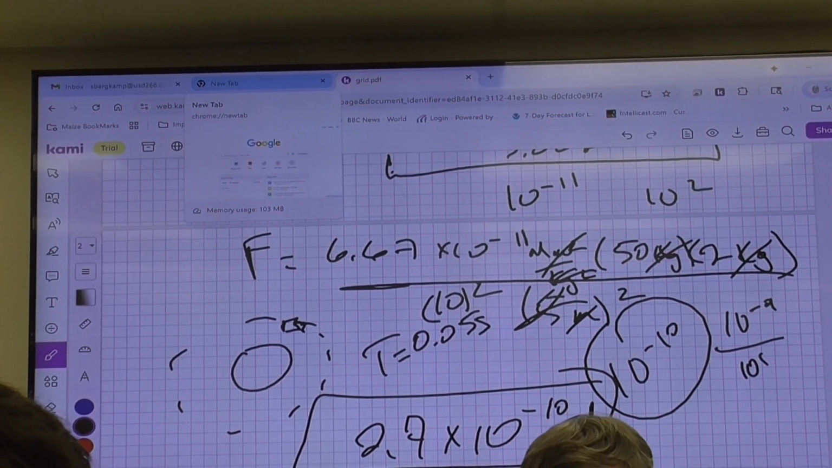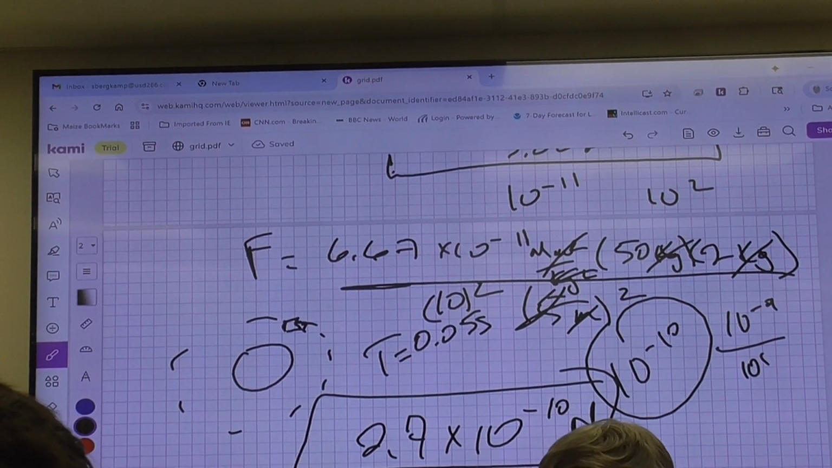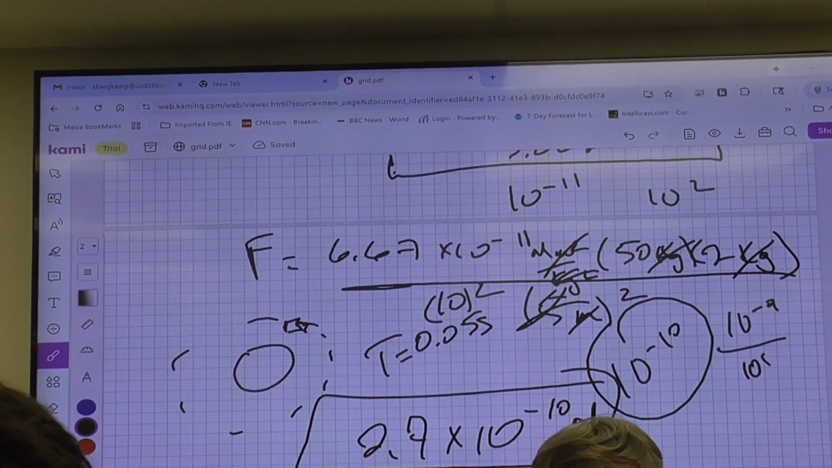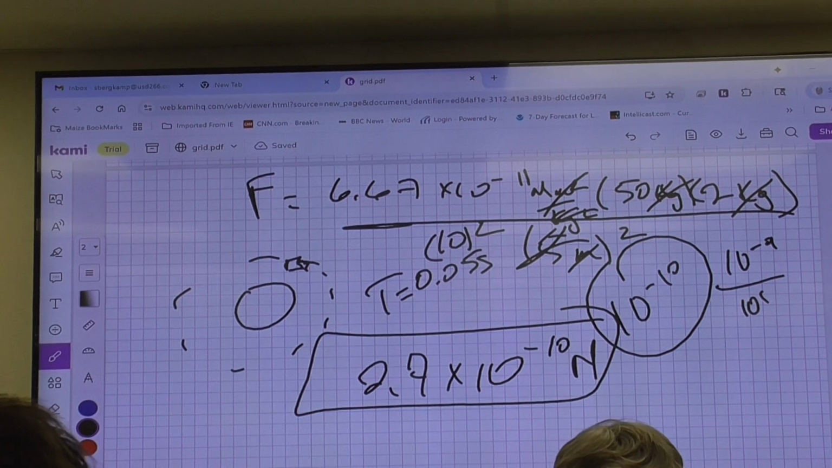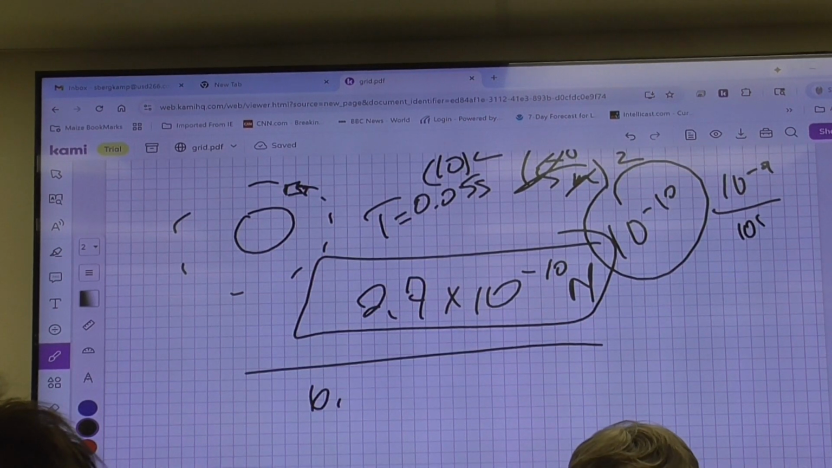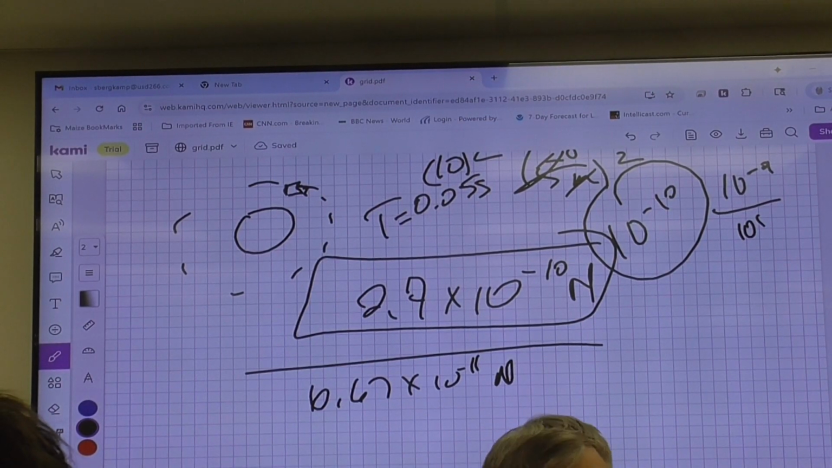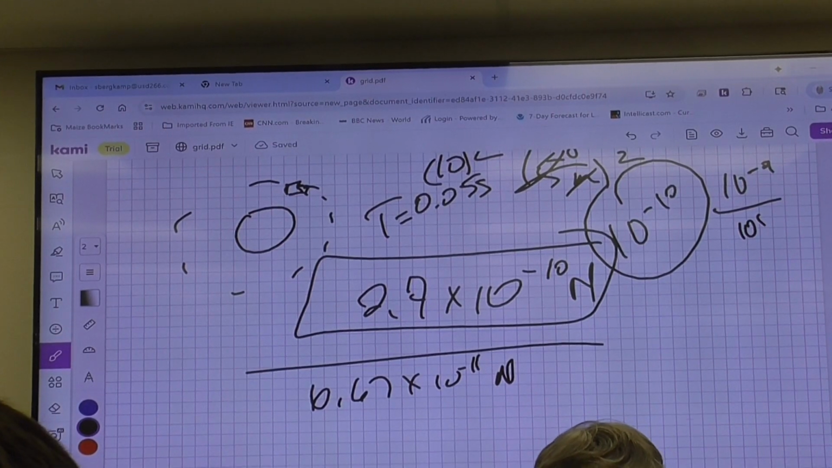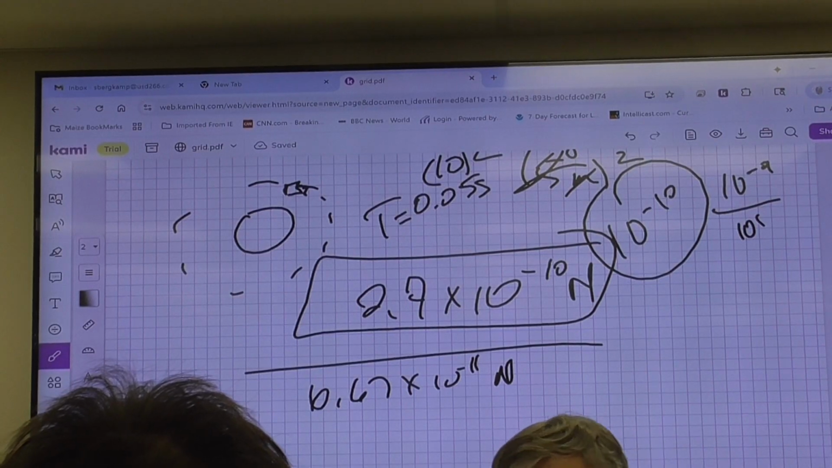Now, this is relatively simple. What's 10 squared? 100. What's 50 times 2? 100. So what's the answer if she moves 10 meters away? 6.67 times 10 to the negative 11th newtons. Now, somebody take the 2.7 times 10 to the negative 10th and divide that by 6.67 times 10 to the negative 11.